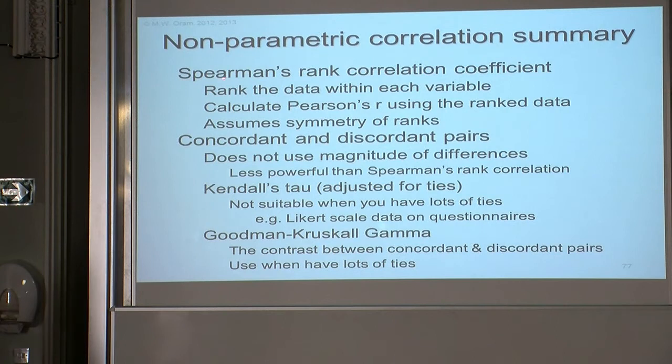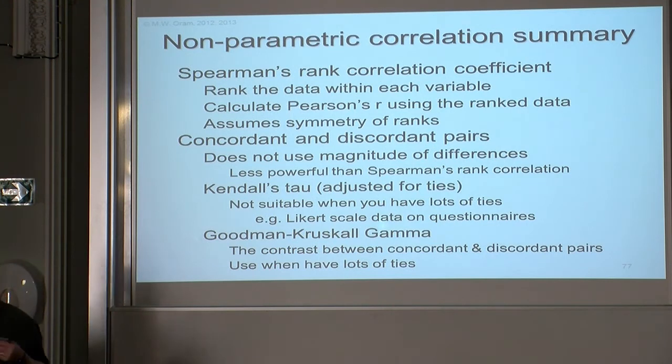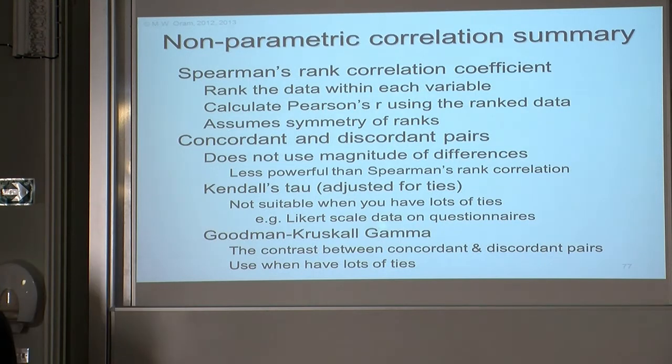Okay, so with Spearman's you rank the data within each variable, calculate the Pearson's, and it assumes a symmetry of rank in exactly the same way that the Wilcoxon signed rank test assumes symmetry of rank for exactly the same reasons. Using the technique of discordant pairs, because it's not using the magnitude of the difference, is going to be less powerful at detecting covariance or correlations which are present, but has the advantage that it deals much better when you've got ties in it and that you can't be sure of the symmetry, because it doesn't take account of symmetry of distance, of magnitude.